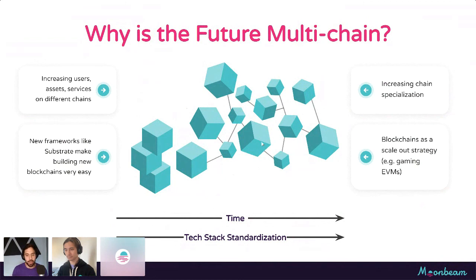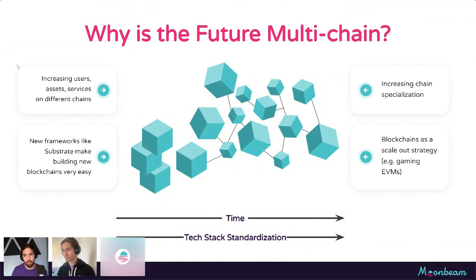I think we see something similar today where, if you want to find a very specific service, there's always an app for that on the phone. And why do we think it's going to happen in the blockchain world? First, we're going to see an increasing number of usage, assets, and services on these different chains. Like I said before, this has become true in the past couple of years, and we think it's a trend that is going to continue.